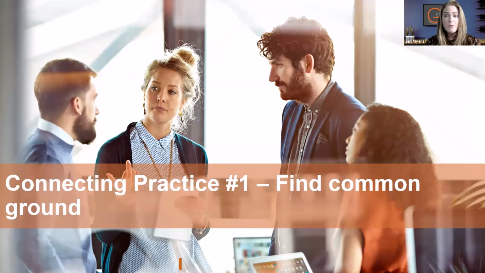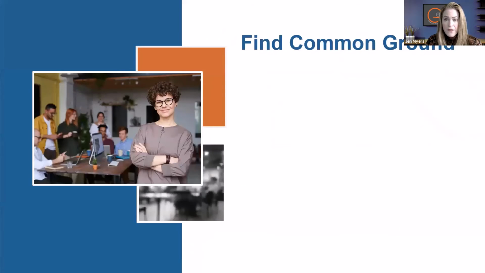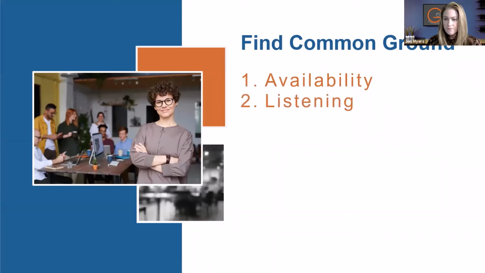Now let's move on to the 5 practices for connecting. The first one is find common ground. So how do we do that? There are 8 ways that we can find common ground. The first one is through being available, right? I choose to invest time with others. I choose to make myself available to my team.